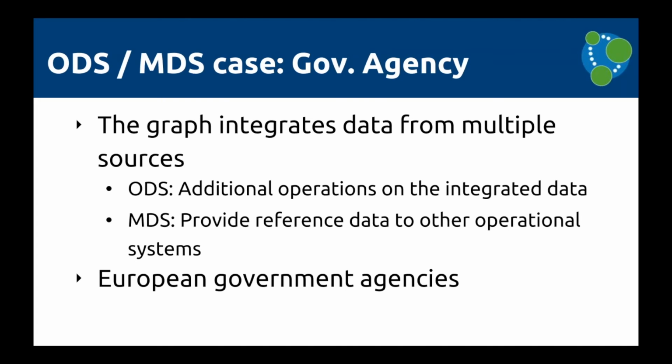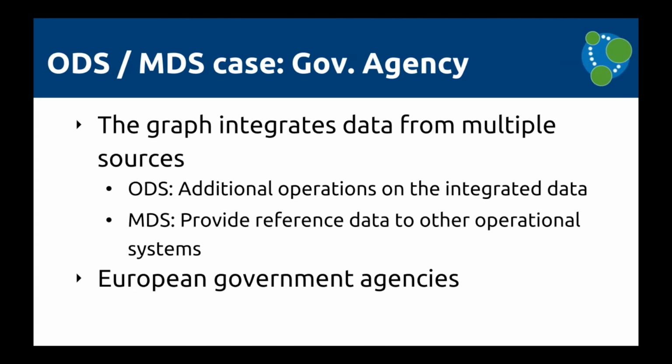Great. The final architectural pattern that we see is very similar to the secondary store in the sense that it's not the original source of the data. It integrates information from different systems. Depending on the purpose, we can categorize that as a master data store if it's used to provide the reference data for other operational systems, or maybe an operational data store if it's used to run additional operations on the integrated data. We see that being in use.